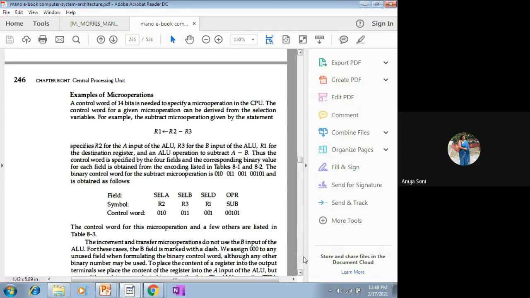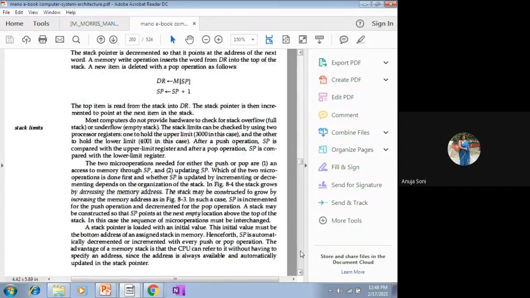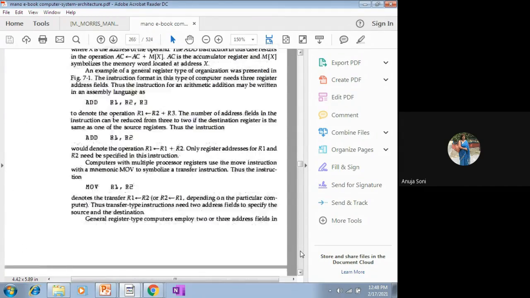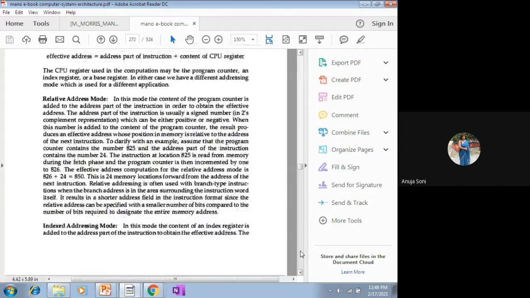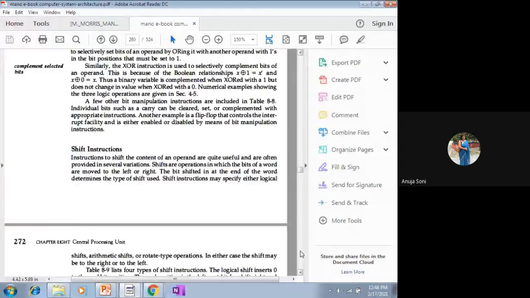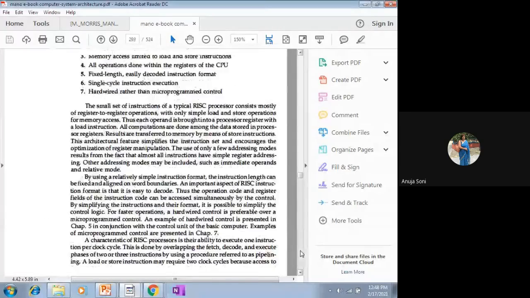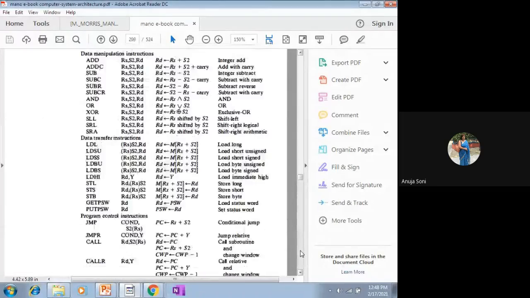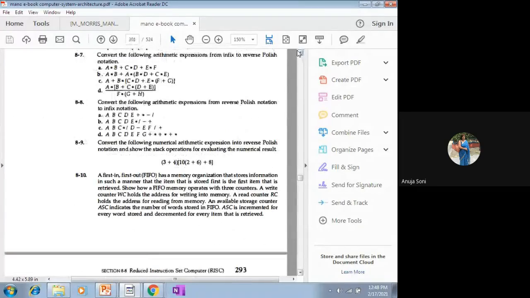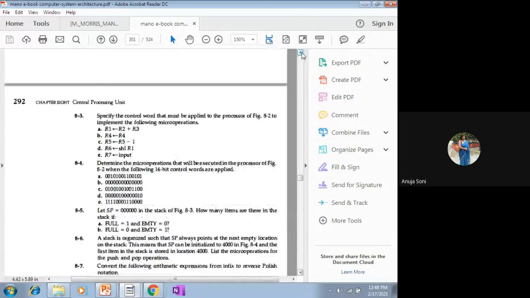Like in a similar manner you have to solve the back exercise question. Question number 3. I come to the back exercise question number 3. This is your question number 3. Simplify the control word that must be applied to the processor to implement the following micro operations. Right? So in a similar manner you have to write down the control word for each of the part.